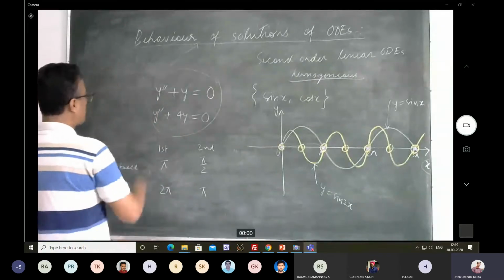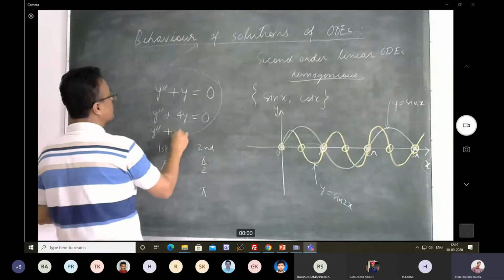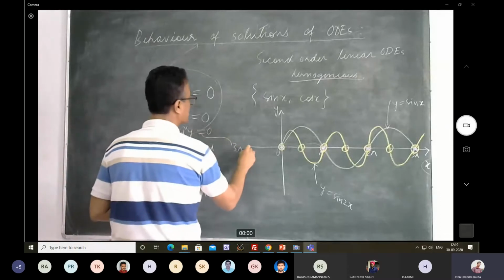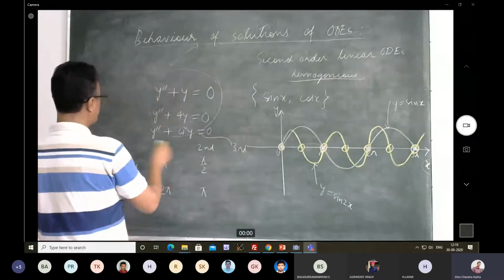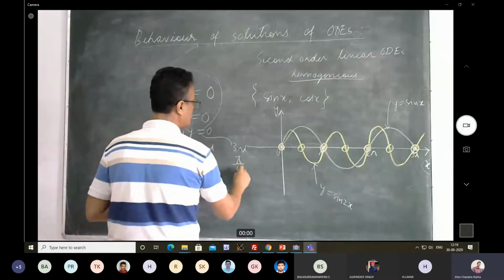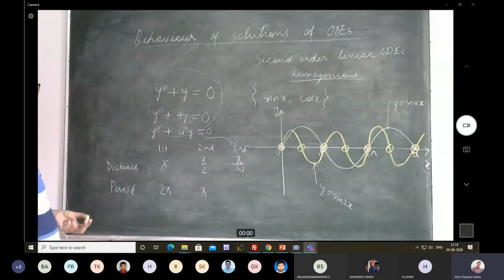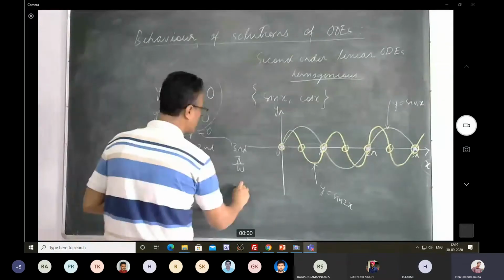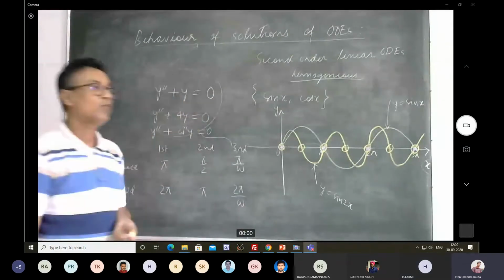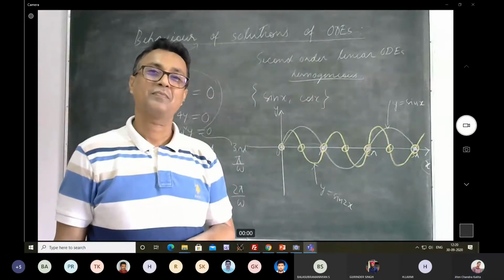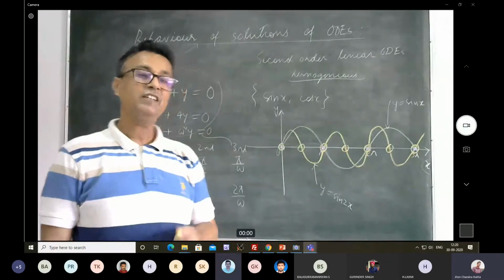Suppose I have a differential equation of this form. Then what is going to happen if I consider it as a third case? The distance between two consecutive zeros is going to be fine. And the period is going to be 2 pi by omega. Is it okay with everybody?